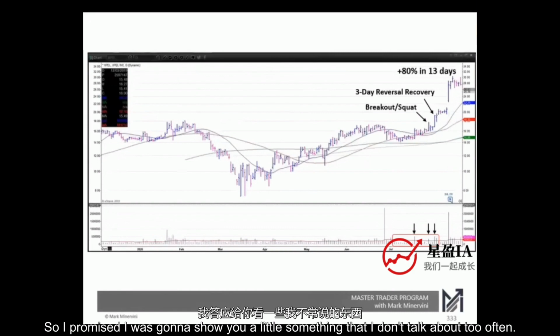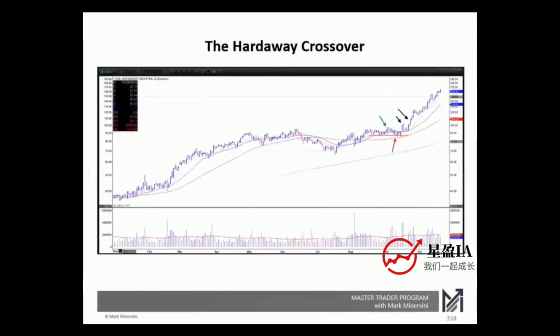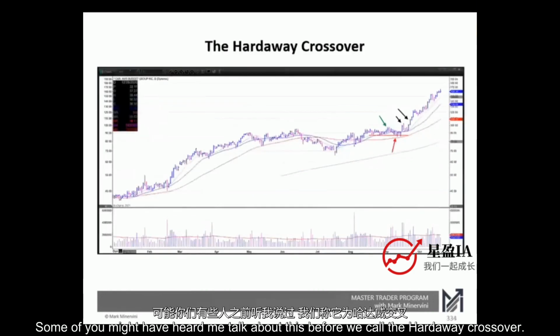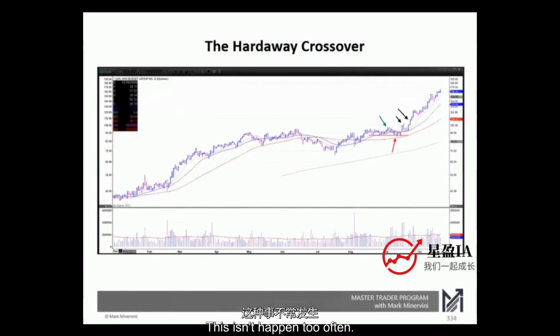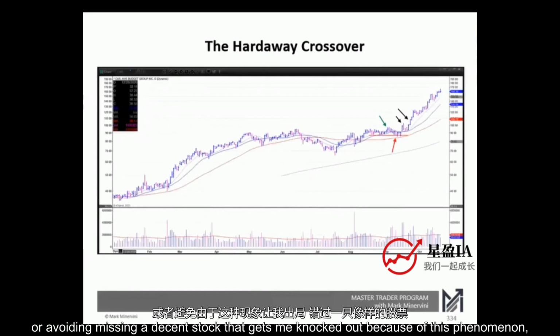So I promised I was going to show you a little something that I don't talk about too often. Some of you might have heard me talk about this before, what we call the Hardaway crossover. This is pretty rare. It doesn't happen too often, and it's hard to take advantage of. But it is something that I observed a number of years ago and have been trying to perfect using, or avoiding missing a decent stock that gets me knocked out because of this phenomenon, if you will.